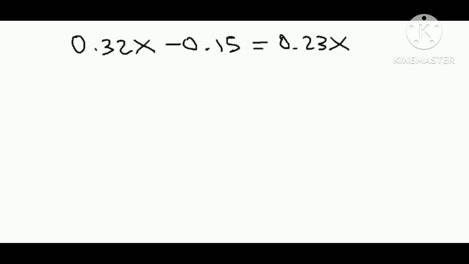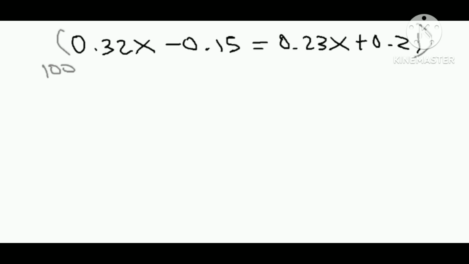Now sometimes you might have an equation that contains decimals. Let's say if we have 0.32x minus 0.15, and that's equal to 0.23x plus 0.21. How can we solve for x under these circumstances? So what you want to do, you want to multiply both sides by 100 because we have 2 digits after the decimal place. So let's multiply everything by 100. Whenever you multiply a number by 100, simply move the decimal 2 units to the right.